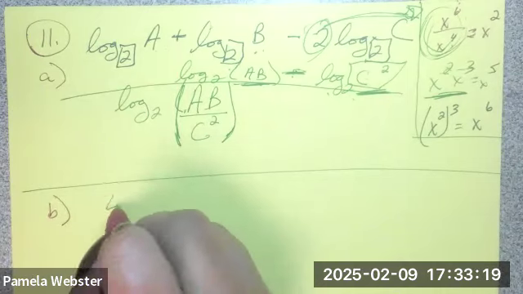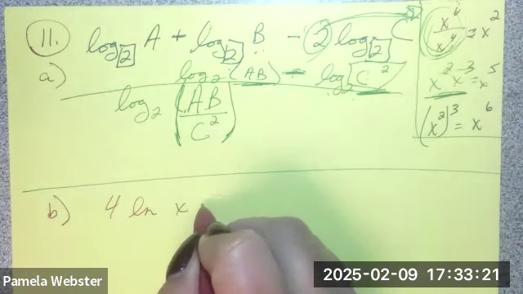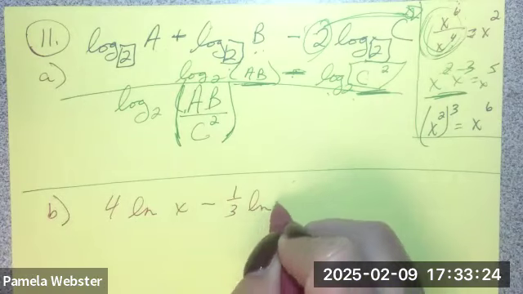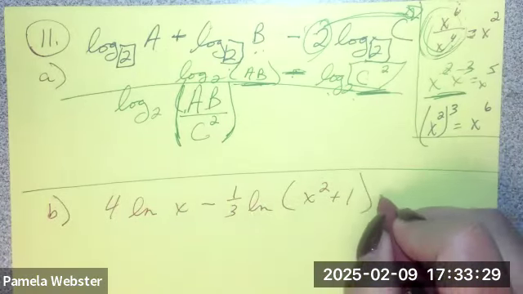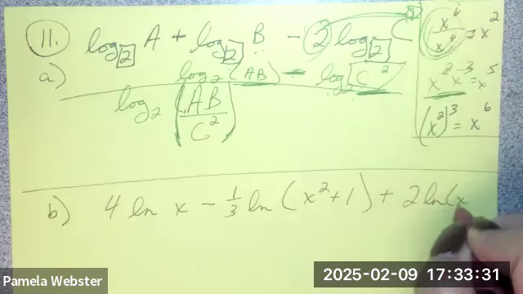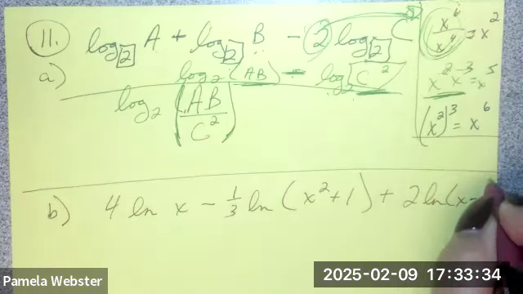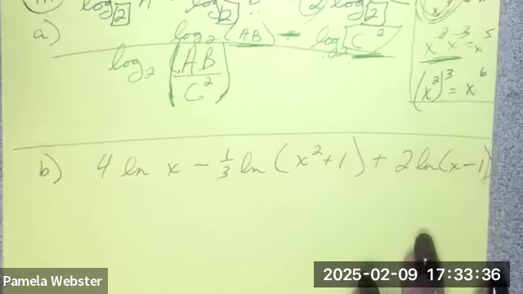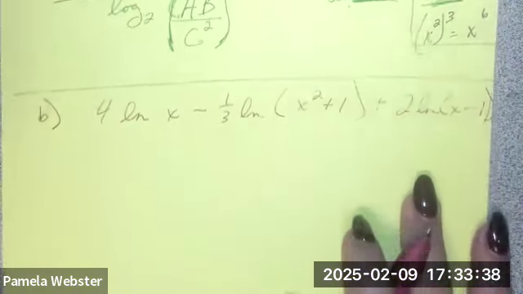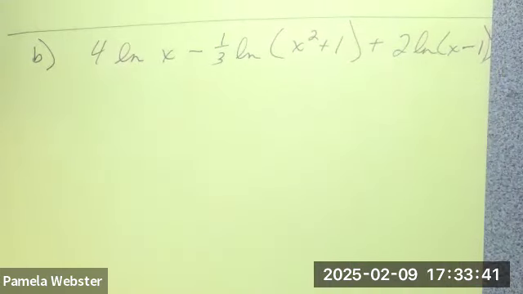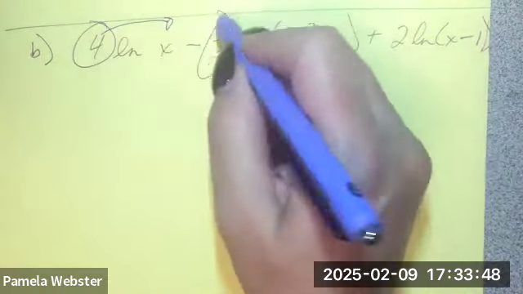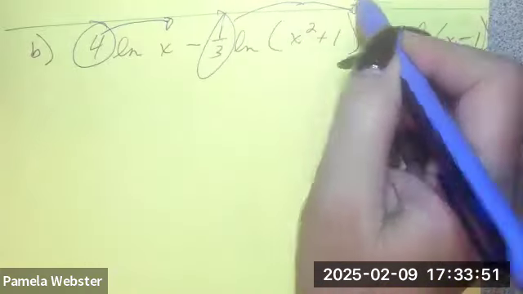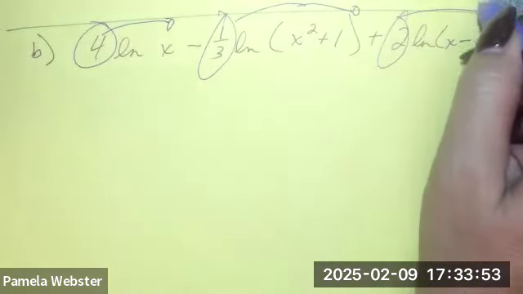Here's part B. 4 ln of x minus 1/3 ln of x squared plus 1 plus 2 ln of x minus 1. Okay. So I'm just checking my signs to make sure I'm good on my signs. Okay, cool. All right. Same thing here, but I see a lot of stuff being multiplied out in front. This guy's got a 4 out in front. This guy's got a 1/3 out in front. This guy's got a 2 out in front.